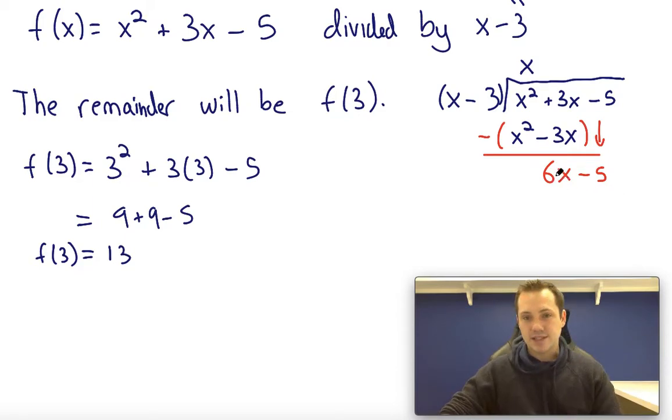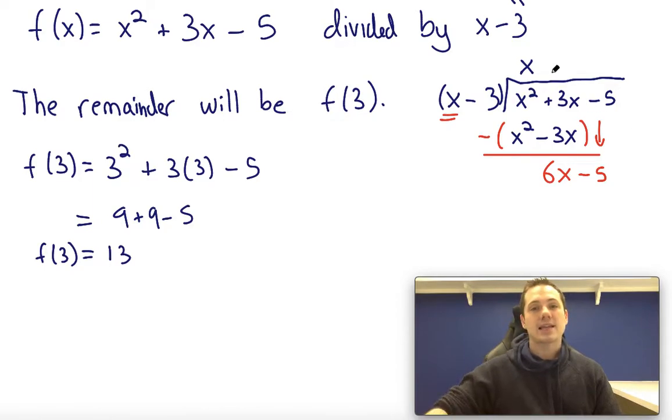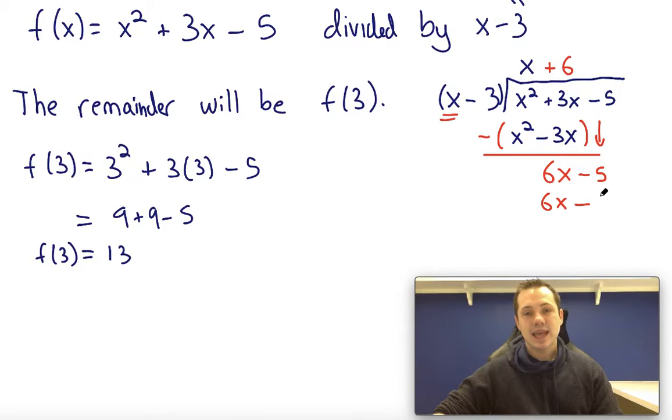Now the next thing we have to do is divide again. So we just repeat this process. And we ask ourselves, how many times does x go into this 6x value? Well, the way that we do that is we're just saying, what is 6x divided by x, and that's just going to be 6. So I put the 6 up here. Once again, I multiply this new term by x minus 3, and when I do that, I get 6x minus 18.